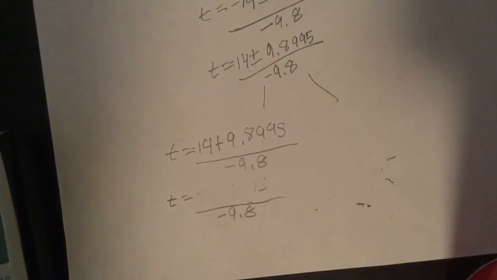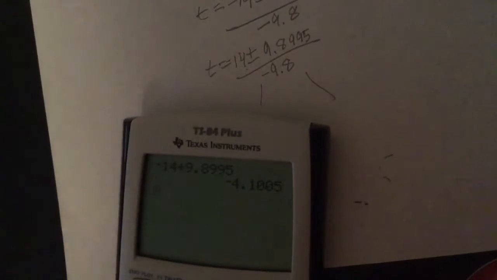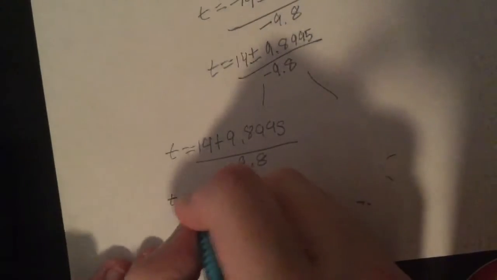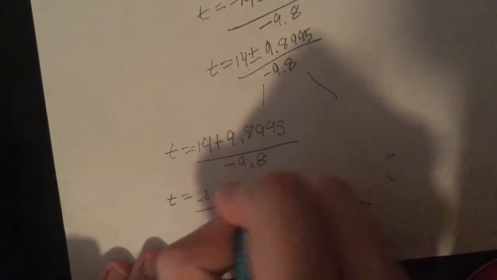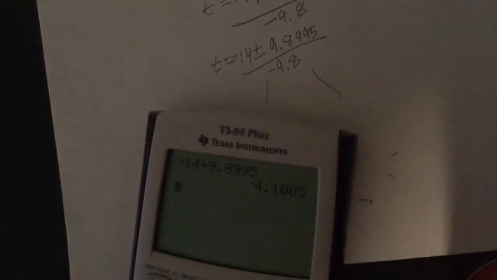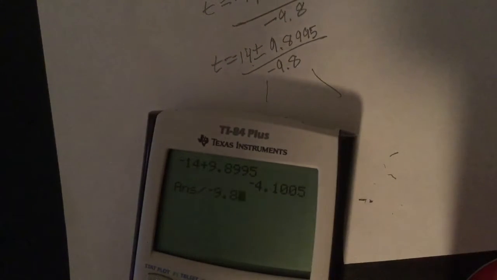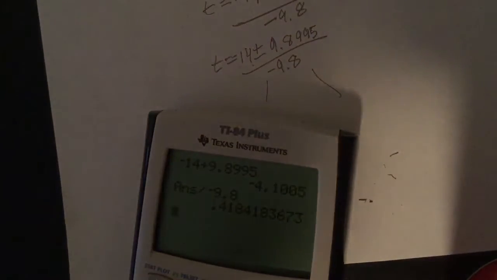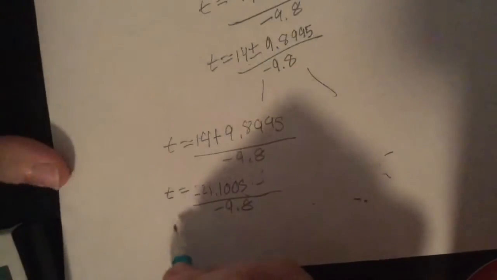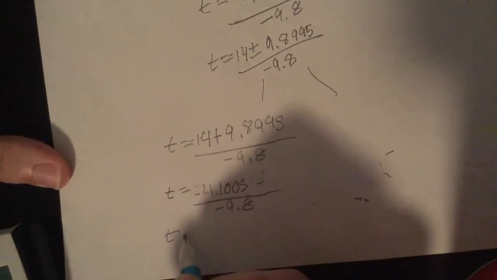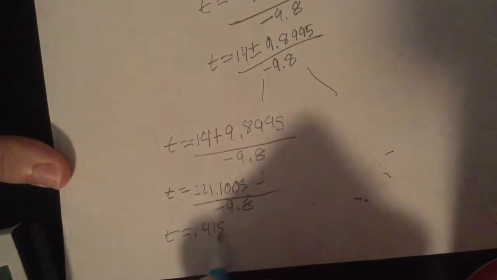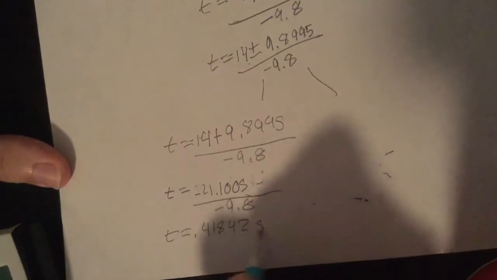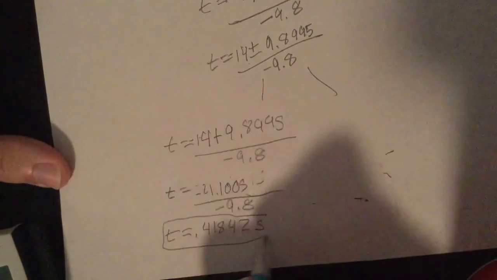So negative 14 plus 9.8995 is going to give us negative 4.1005. Now if we divide that by negative 9.8, that's going to get us 0.41841. We're just going to round it up. So our time here is going to be 0.41842 seconds. So that's one of them.